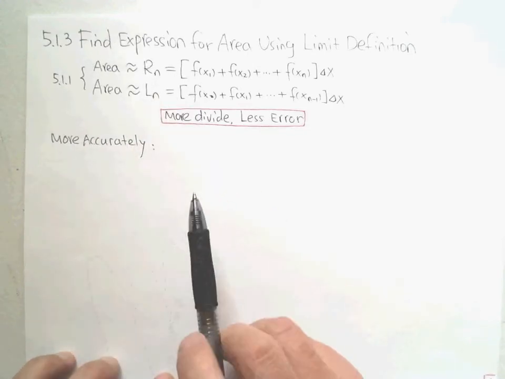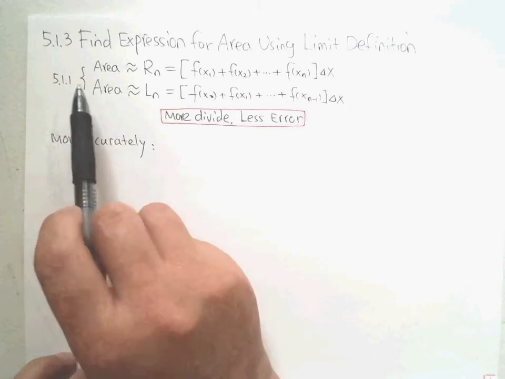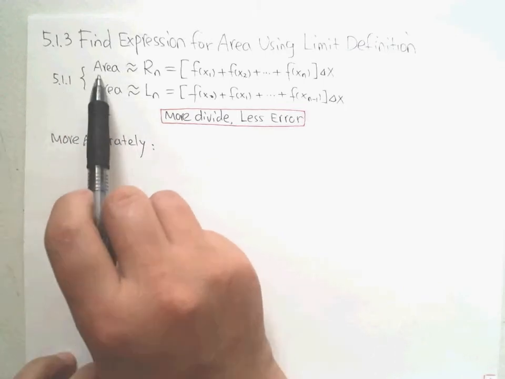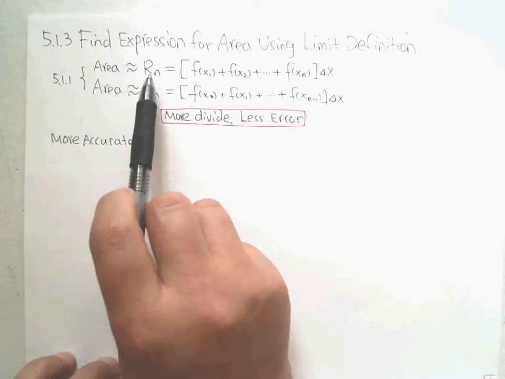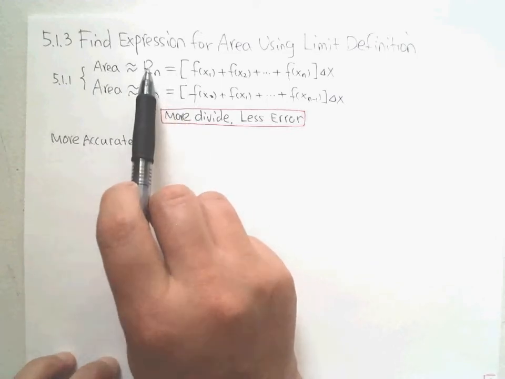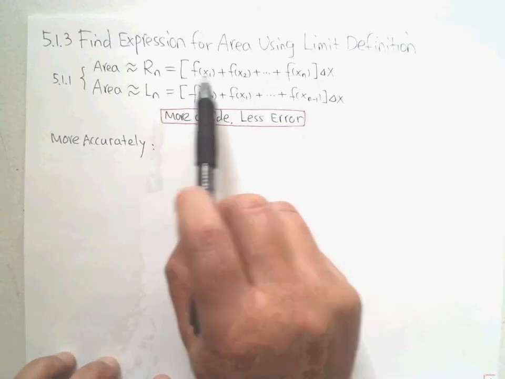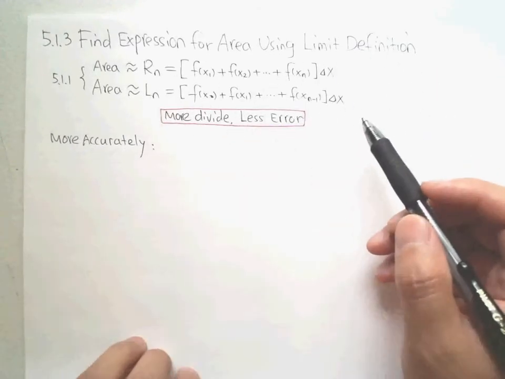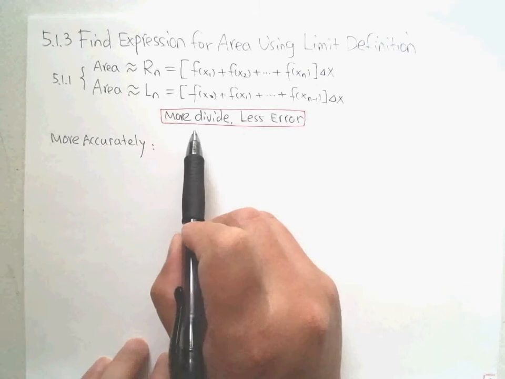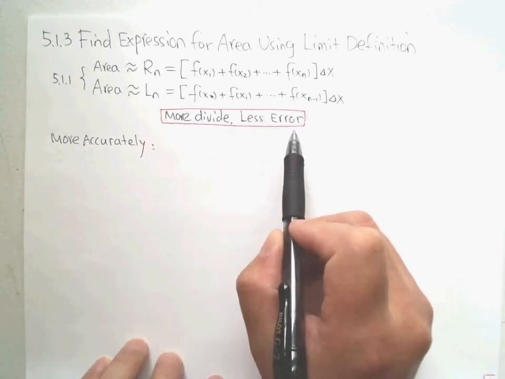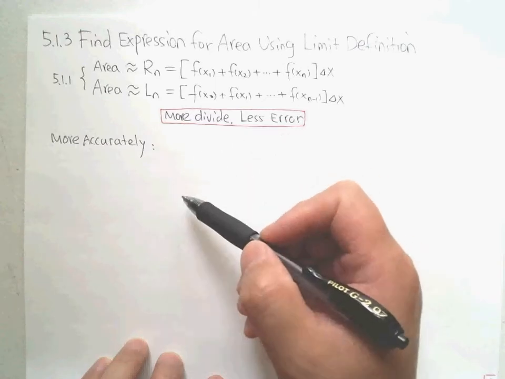From the last topic, we already learned how to do approximation, right? So we use the right endpoint, or the left endpoint, or the middle. And we also found that the more we divide, the less area error, right? And then we will move on to find the limit definition for an area.